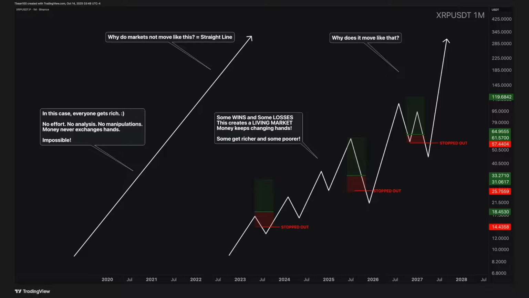Money keeps flowing from one person to another. Your money might come to me and my money might go to you. It is a constant back and forth exchange, and that is what keeps the markets alive. Some people get richer, some people lose money, and some just hold their positions, staying right where they are.